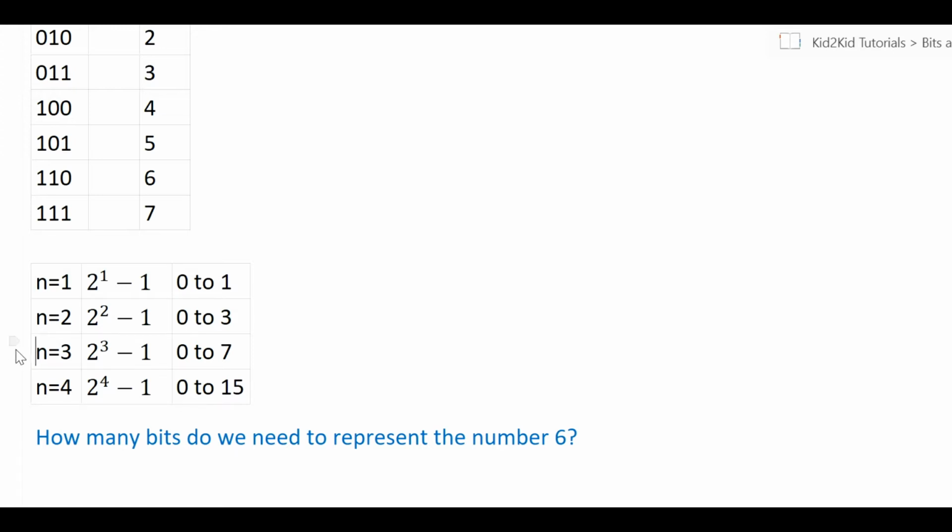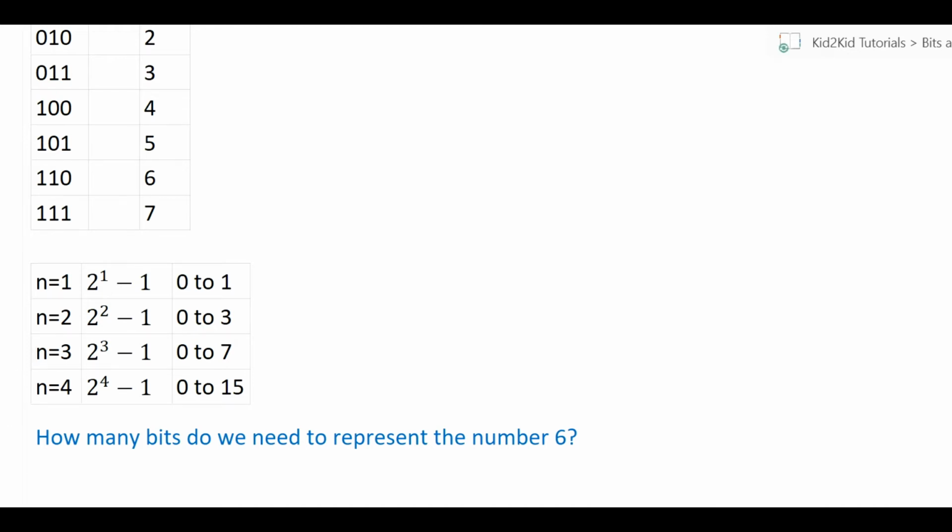Now let's do 3 bits. We would have 2 to the power of 3 minus 1, which equals 7. So we would include the numbers 0 to 7. Now let's do 4 bits. 2 to the power of 4 minus 1 is equal to 15. So that would include the numbers 0 to 15.